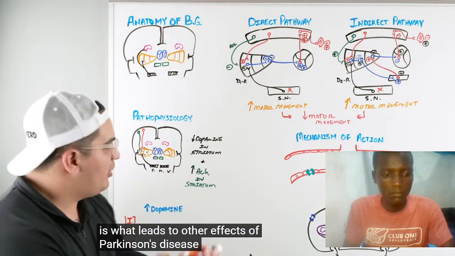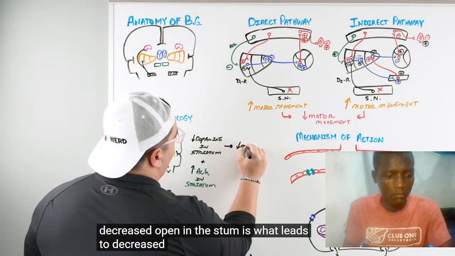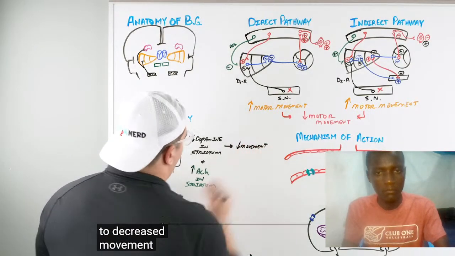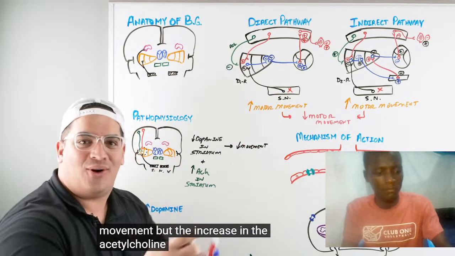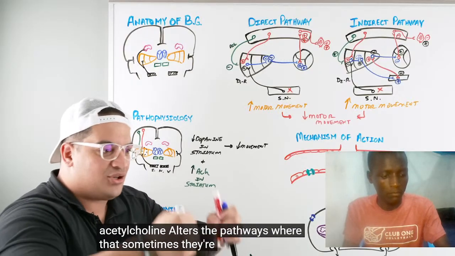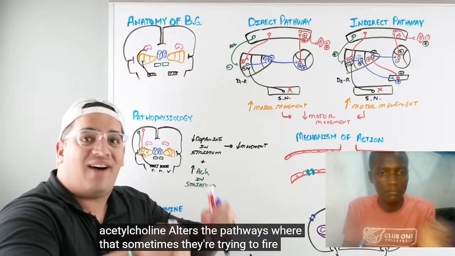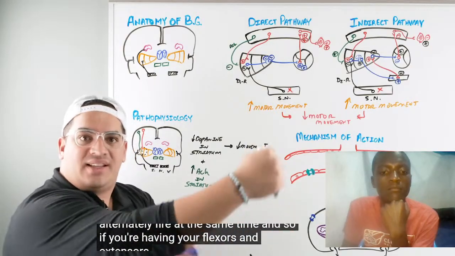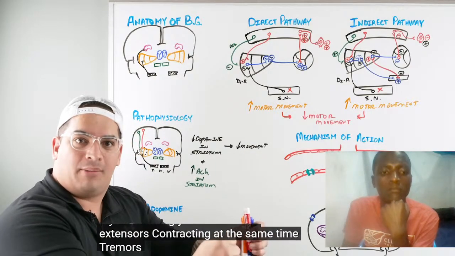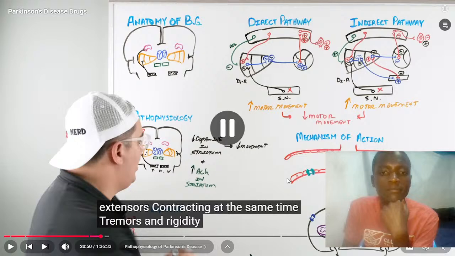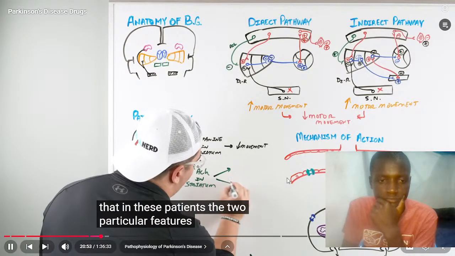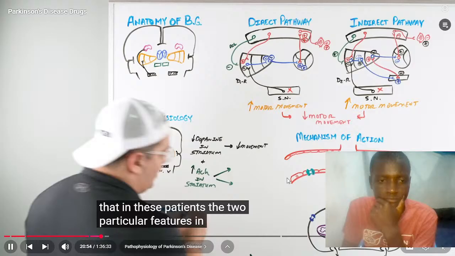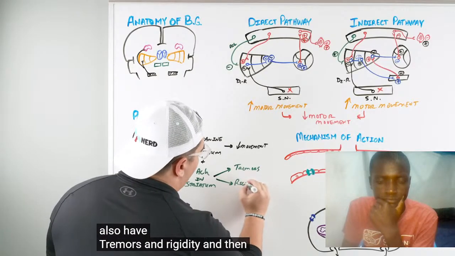Particularly, the decreased dopamine in the striatum is what leads to decreased movement. But the increase in the acetylcholine alters the pathways, where sometimes the direct and indirect pathways are trying to fire at the same time. And so if you're having your flexors and extensors contracting at the same time, you get tremors and rigidity. Because of that, in these patients, the two particular features are tremors and rigidity.